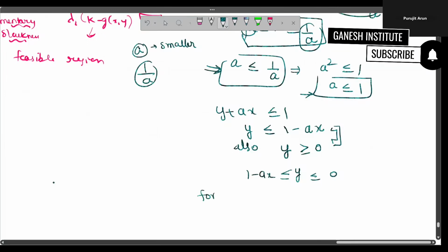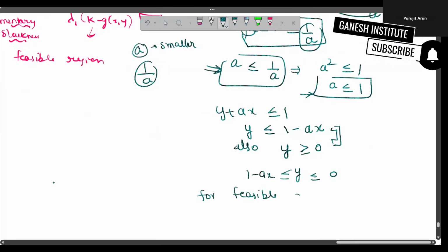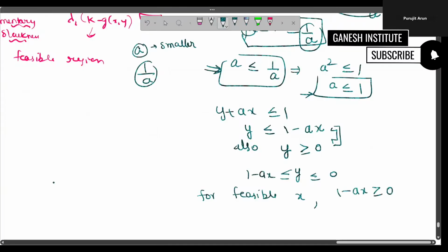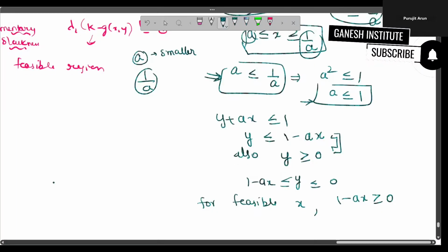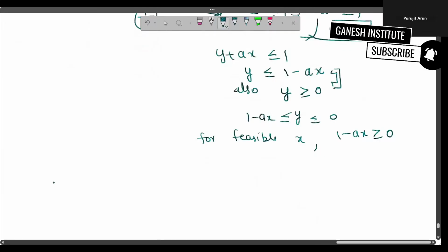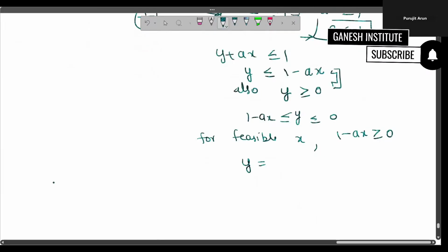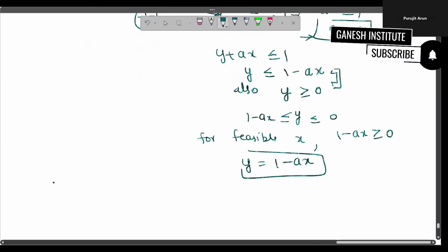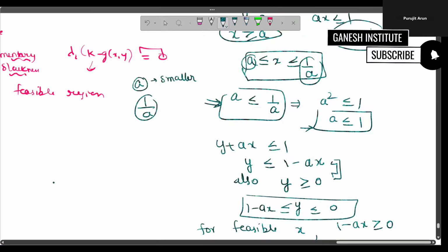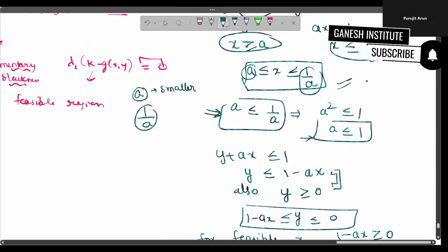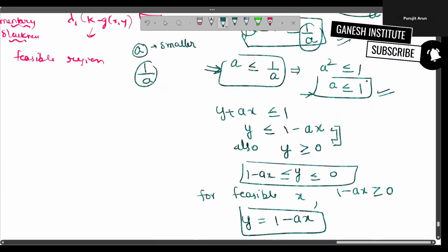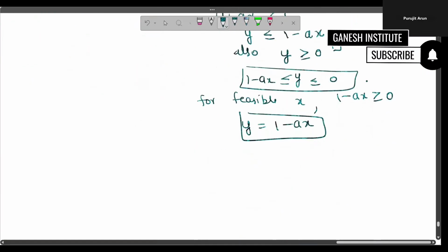And for a feasible x, 1 minus ax has to be greater than 0. So these are the conditions that y is actually at most 1 minus ax. Now I have found out some of the conditions: for y, this one; for x, this one; and for a. These are the feasible values for all of them.